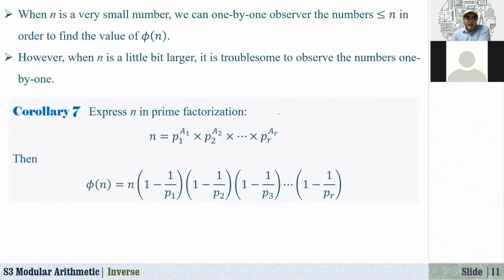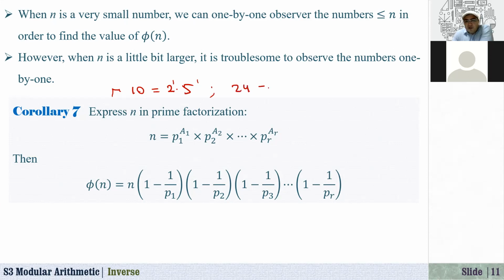So here it says that first, let's express n in prime factorization. You know that every positive integer can be expressed in the form of prime factorization, right? We can just find the prime factorization of any number. For example, let's say it is 10. 10 is equal to 2 times 5. The powers are 1. And 2 and 5, they are prime numbers.